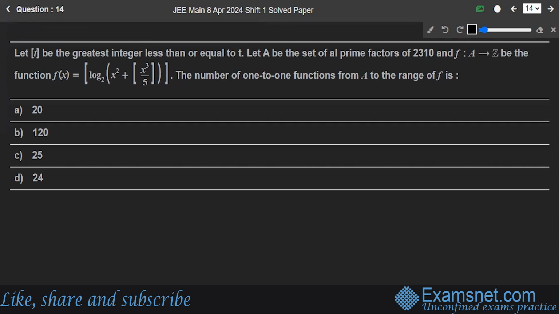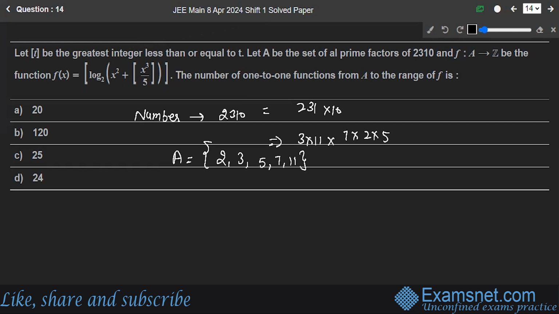So first thing, you are given the number 2310. Let's write down the factors of it. This is 231 into 10. So the factors will be 3 into 11 into 7 into 2 into 5. That means A will be having the elements 2, 3, 5, 7, and 11.